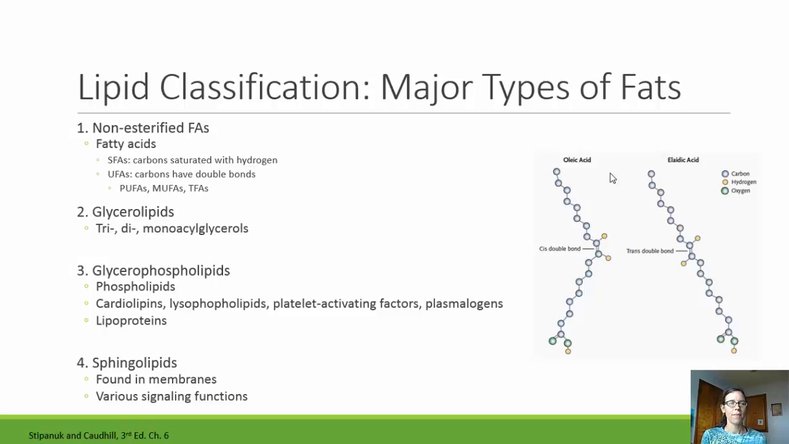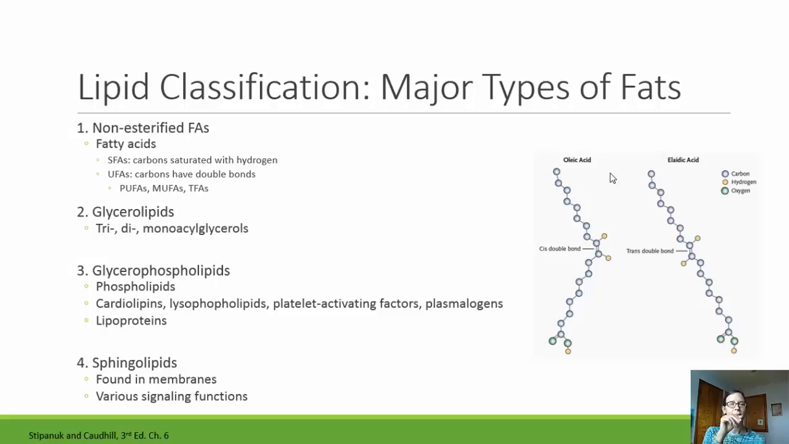We then have our glycerolipids, which is when these fatty acids from above are esterified onto a glycerol and become a tri-, di-, or monoacylglycerol. So we'll talk, of course, a lot about triacylglycerides or glycerides. And this is the same thing as a triglyceride. It's just kind of the more scientifically correct way to say it, but those can be used interchangeably.